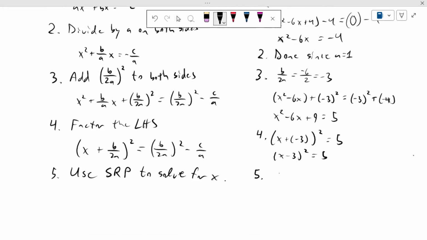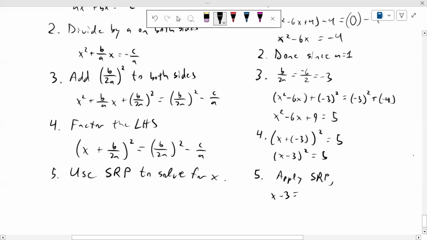All right. Now let's apply the square root property, SRP. Apply SRP to say that x minus 3 is equal to the square root of 5, or x minus 3 is equal to negative square root of 5, just taking square roots on both sides.